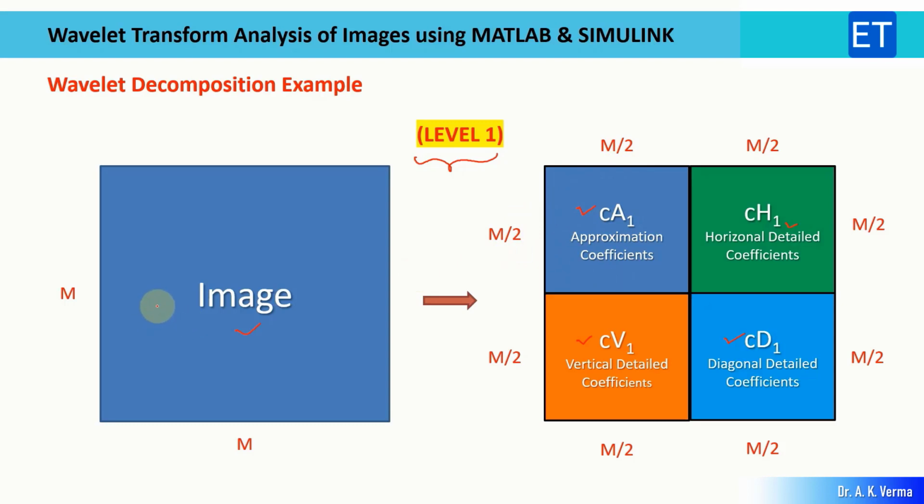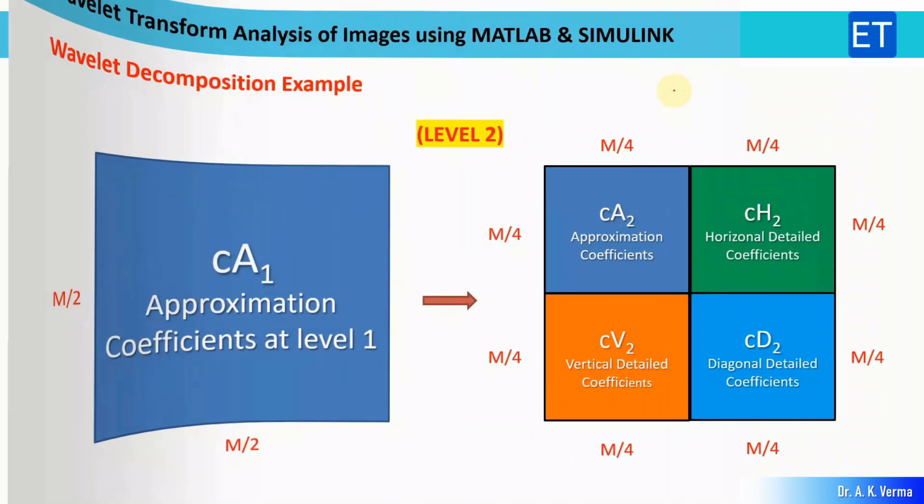So suppose your image is of size 256 by 256. Here you will get a 128 by 128 matrix size. So this is the first level decomposition. Now if you want further decomposition, let's say the second level, then we will take this matrix only, the CA1. The CA1 is further decomposed into 4 parts, as shown in this image.